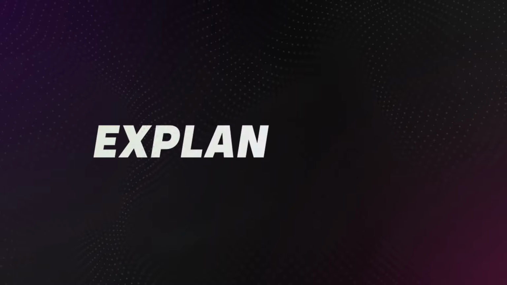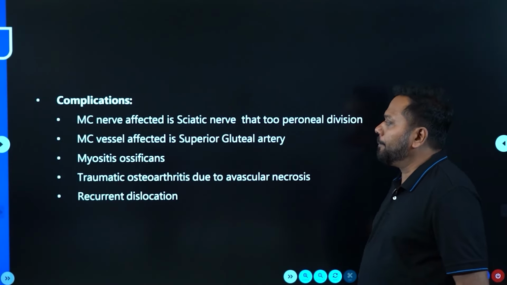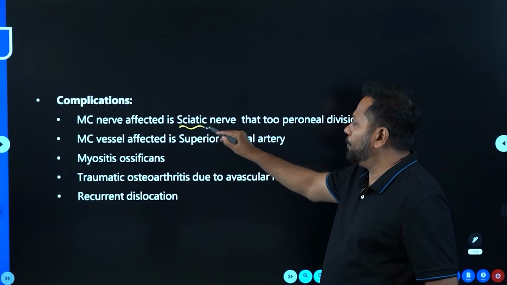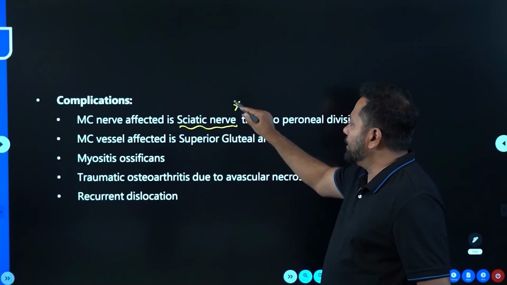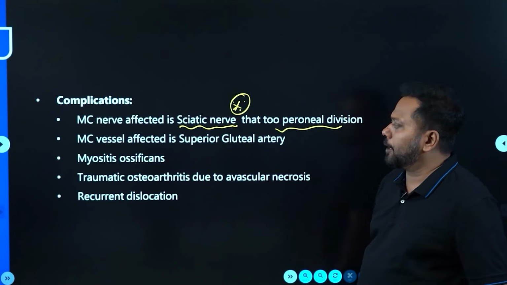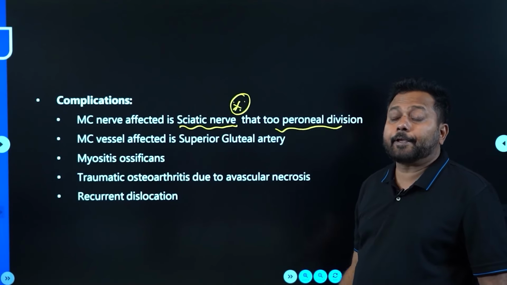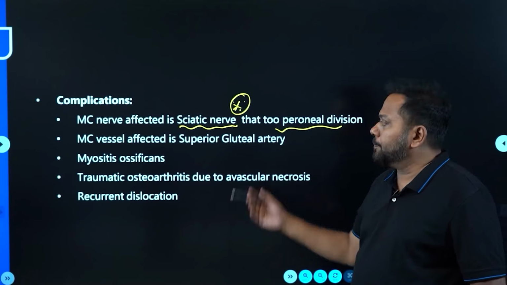Sciatic nerve. Here's the explanation. Complications of hip dislocation. The main complication is sciatic nerve injury. Posterior dislocation hip means sciatic nerve injury. That two, the common peroneal division, should come to your mind. So in posterior dislocation hip, the main complication is foot drop because of common peroneal nerve injury, that is broadly sciatic nerve injury.